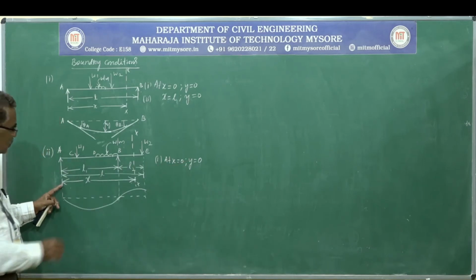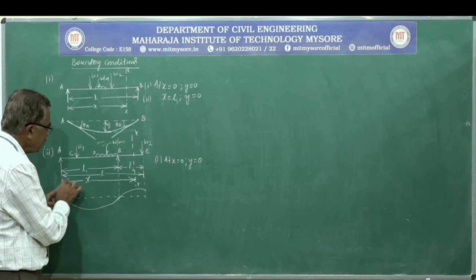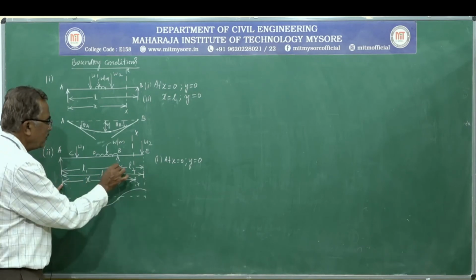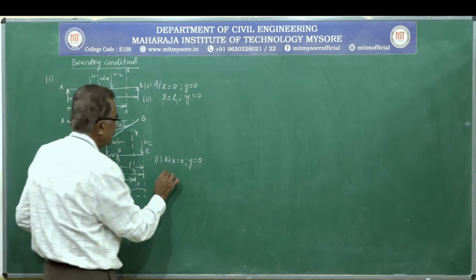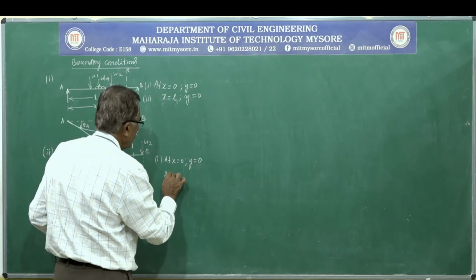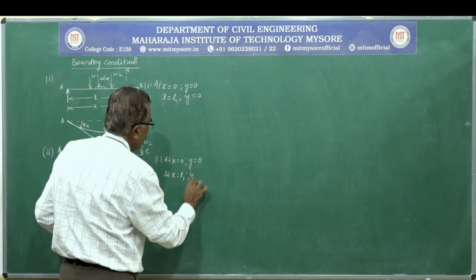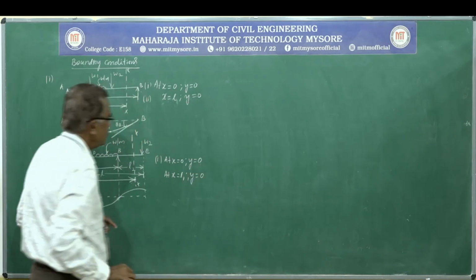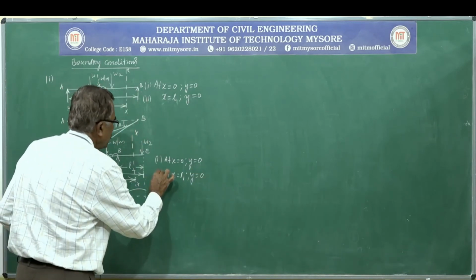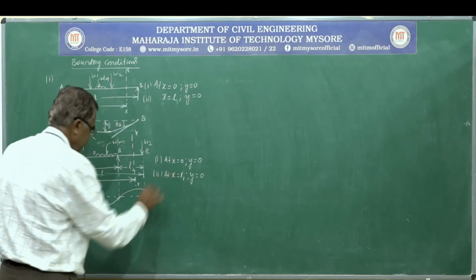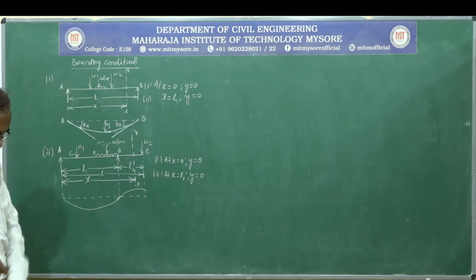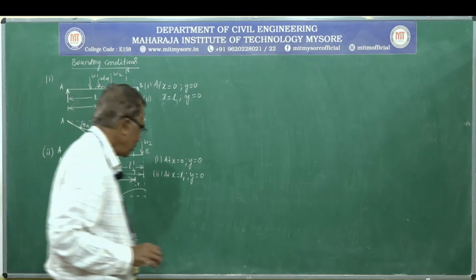Next, x varies from 0 to L, at x is equal to L1, then y is equal to 0. So, these are again the 2 boundary conditions for this type of loading for a single overhanging beam.